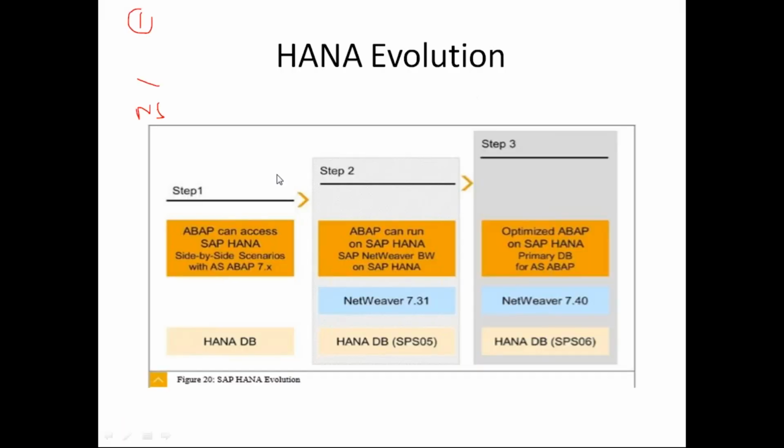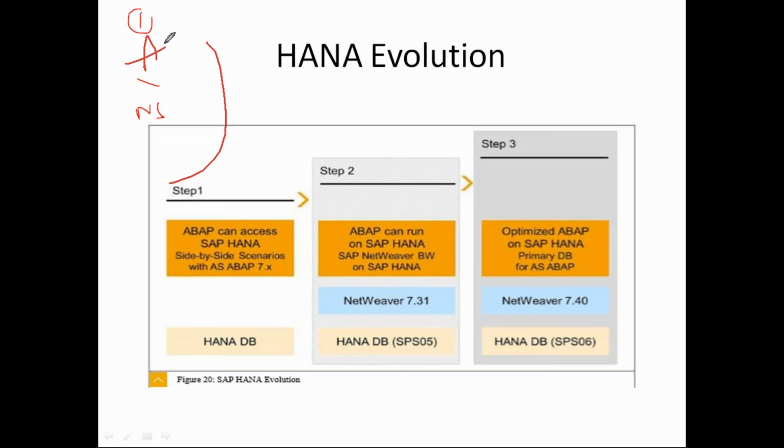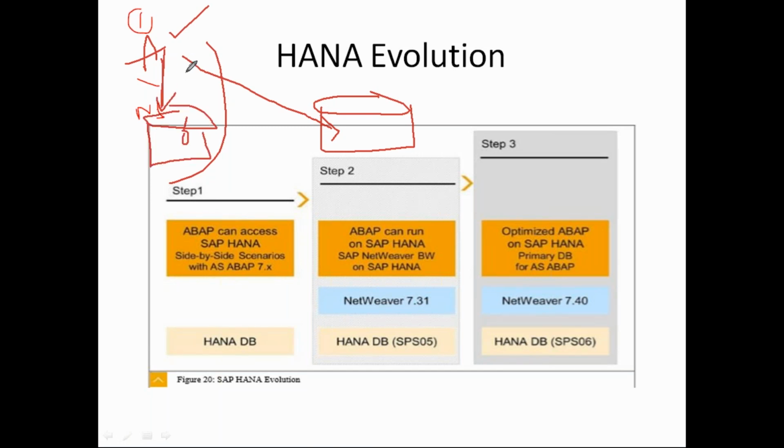That was the target. Next one, yes, first one here, see this. ABAP can access HANA. This is ABAP, the existing system. This is HANA. This is accessing HANA, but running on Oracle. See the difference. Running on Oracle, but accessing HANA. ABAP is not running on HANA. If this is HANA, then this becomes HANA as a primary database. This becomes HANA as a primary. So that's what they're saying.